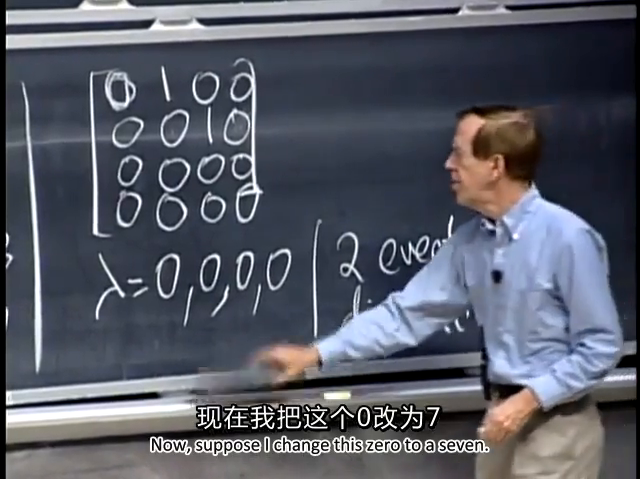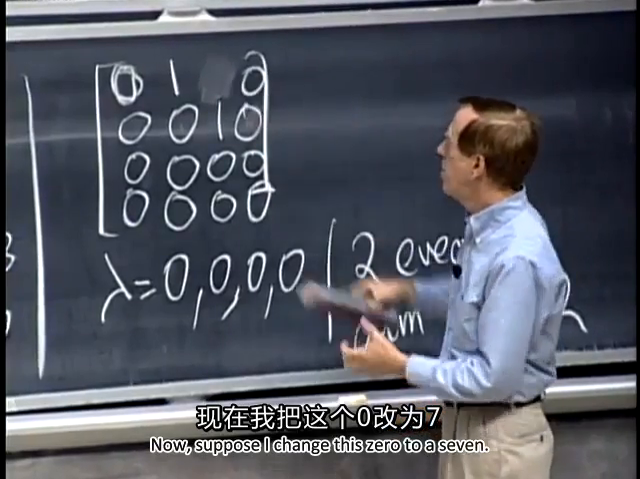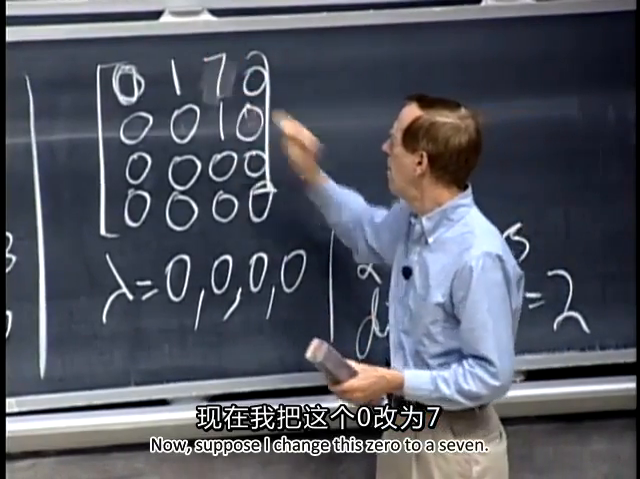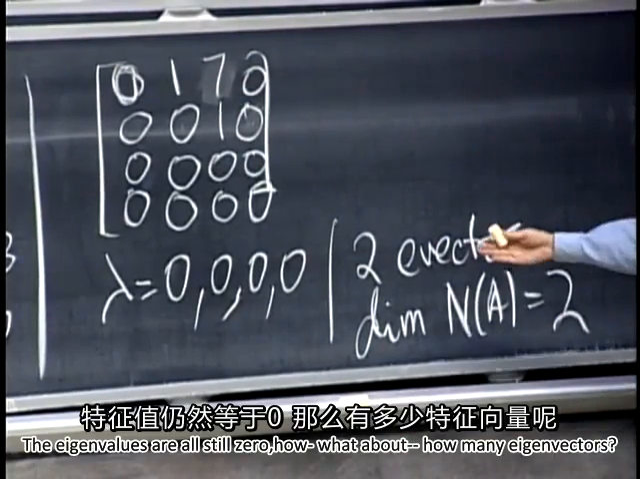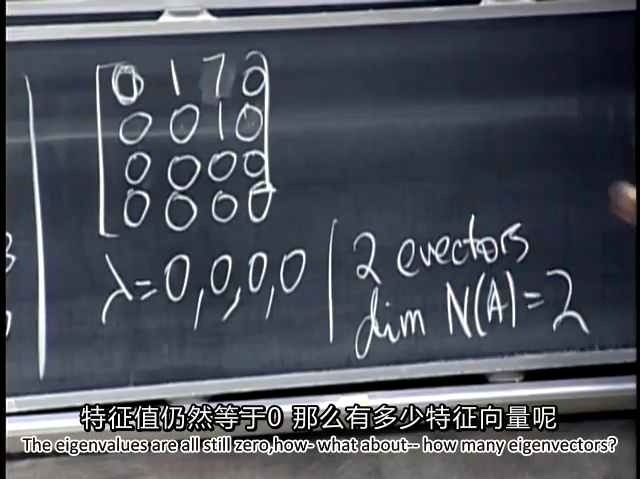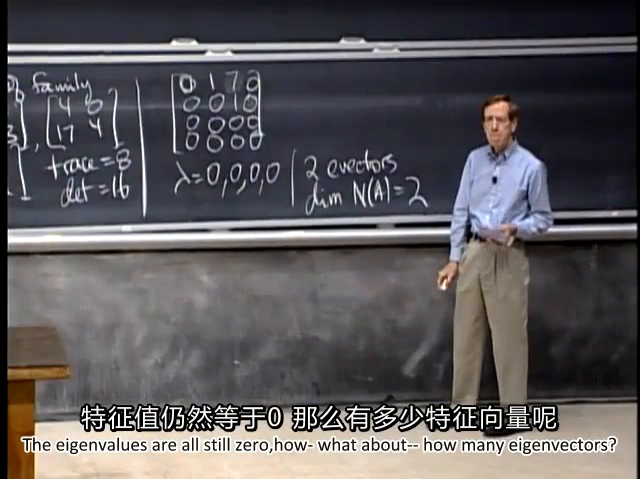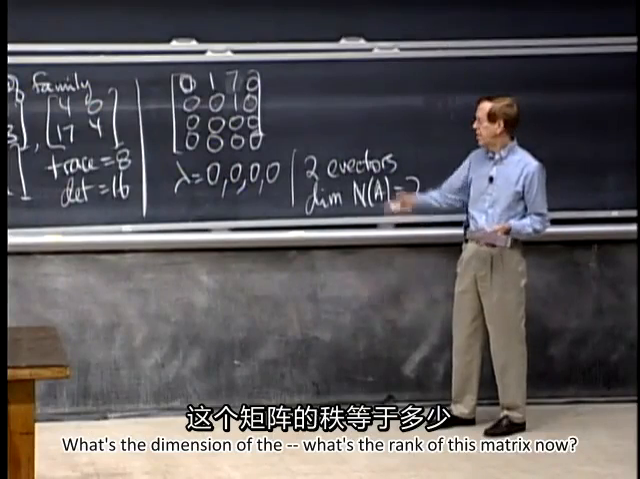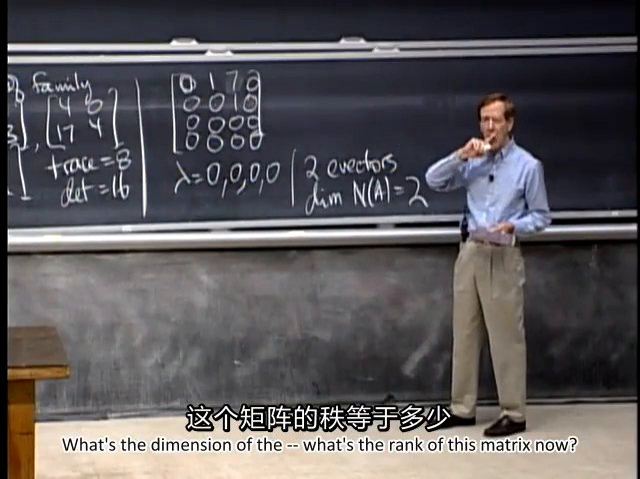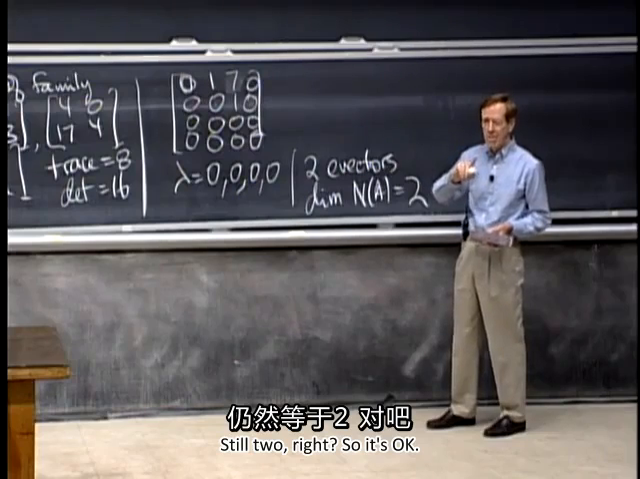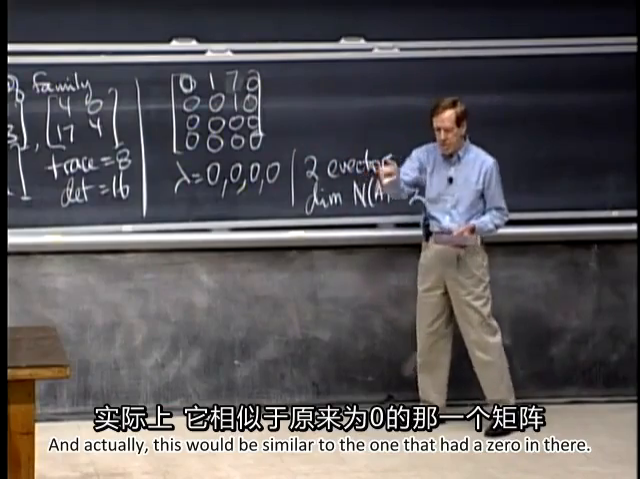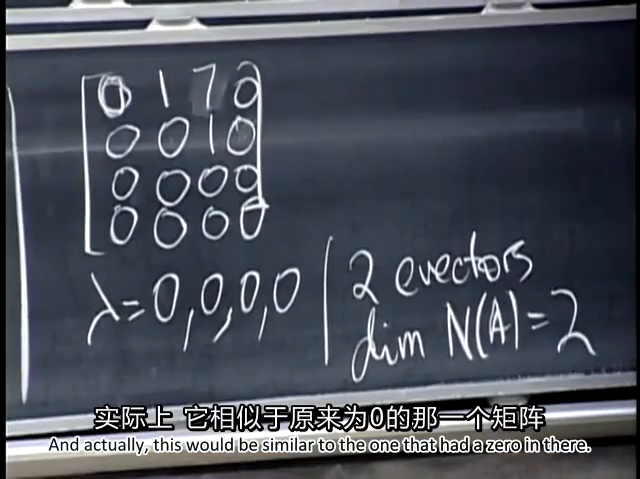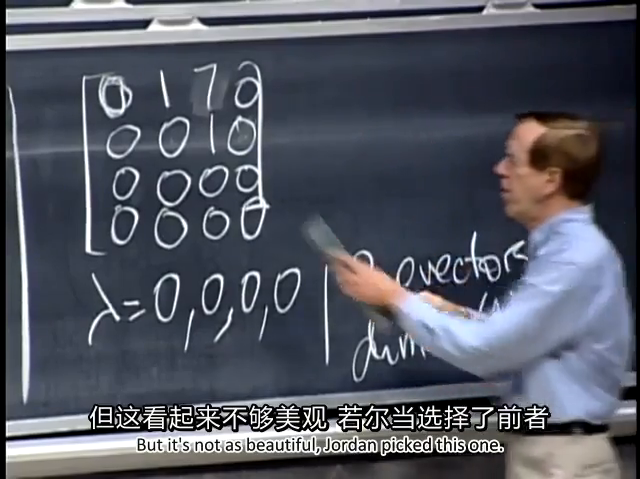Now, suppose I change this 0 to a 7. The eigenvalues are all still 0. What about how many eigenvectors? What's the rank of this matrix now? Still 2, right? So it's okay. And actually, this would be similar to the one that had a 0 in there. But it's not as beautiful.